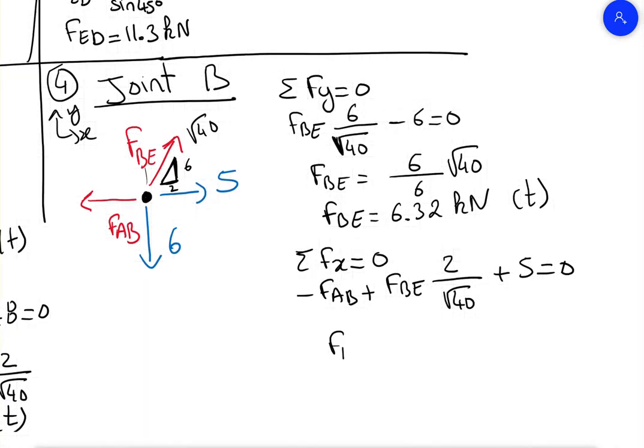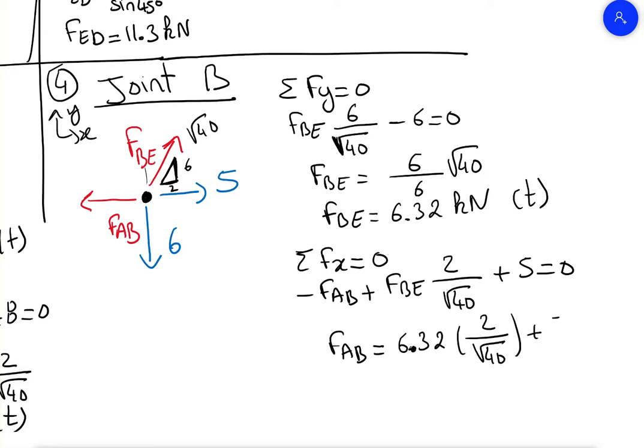So FAB is equal to 6.32. That's FBE that we just found before, and 2 divided by square root of 40. Oh, and just one thing: if you find something negative there, keep it negative in the next equation. Otherwise, the direction of your arrow there will not mean anything. Okay.